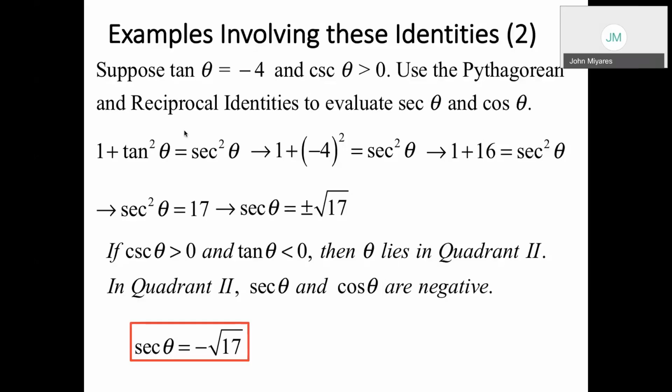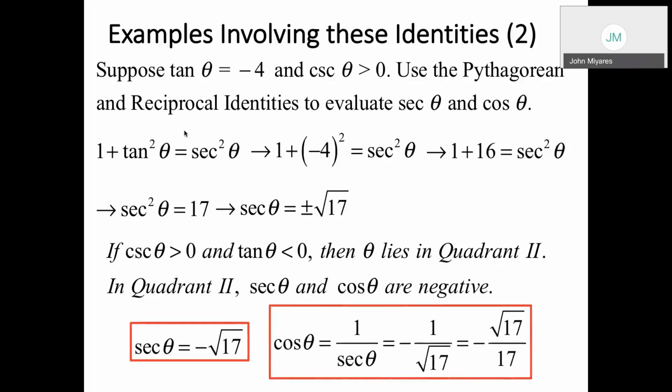As for the cosine, that's just going to be the reciprocal of the secant. So that will come out to negative 1 over the square root of 17, or when we rationalize the denominator, it will become negative square root of 17 over 17.